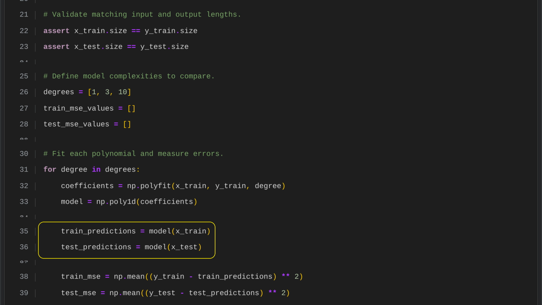The polynomial model is used to make predictions on both the training data and the testing data. Comparing these results shows how well the model performs on data it has seen versus new data. A large difference between the two can indicate overfitting.